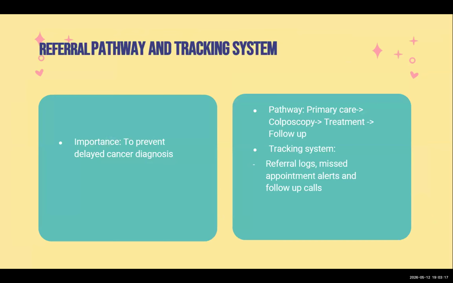Next slide. So again, this is a bit repetitive, but referral pathways and tracking systems are important to prevent delayed cancer diagnosis. So it starts at the primary care level. We have your abnormal results. You would tell the patients who need to have colposcopy and then follow up with their treatment and follow up as necessary. And these tracking systems would be things like your referral logs, missed appointment alerts, and follow-up calls. Next slide.